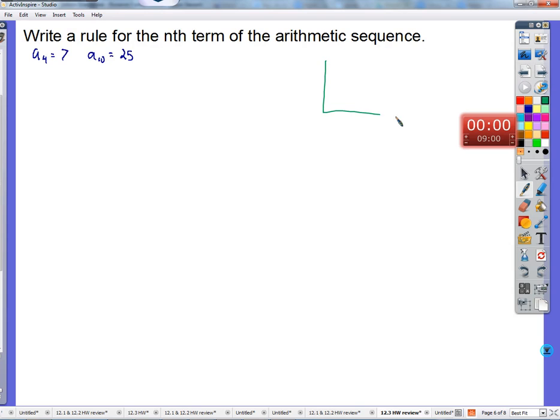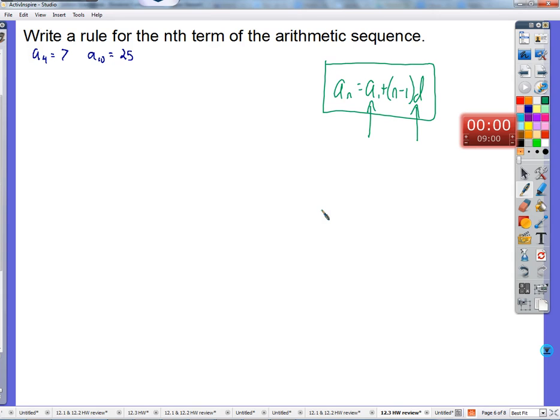We have this, a sub n equals a sub 1 plus n minus 1 times d, where a sub 1 refers to the first value, the first number in the sequence. And d refers to how much you're adding, which is called d because d stands for difference, the difference between the number and the number before it. Any number in the sequence and the number before it, when you subtract them, you get d, which you add to get from one to the next.